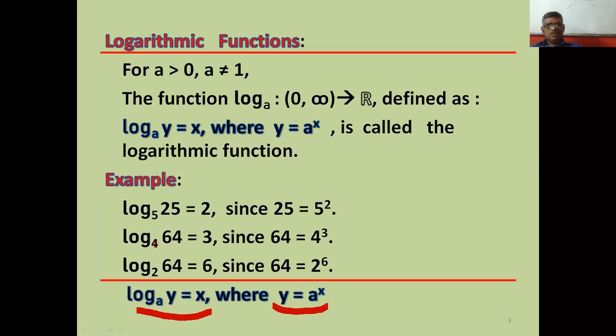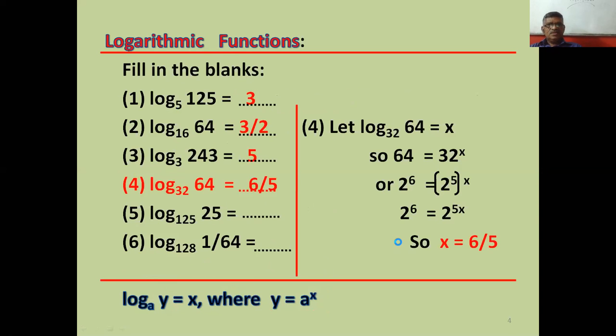Log 64 base 4 is 3 because 64 is 4 raised to 3. Log 64 to the base 2 is 6 because 64 is 2 raised to 6. Is that clear? I have taken up some examples and the proof is very simple for you. Log 125 to the base 5 is 3 because 125 is 5 raised to 3. Log 64 to the base 16 is 3 by 2.